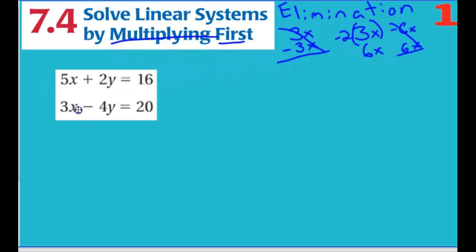So what we're going to do is take a look at here. We have 5x plus 2y equals 16, and 3x minus 4y equals 20. So we need to figure out a number that we can solve by multiplying first. Well, 2 and 4, 2 is a multiple of 4, so what we need to do is get this 2 as a 4. So how we're going to do that is we're going to multiply everything by 2.